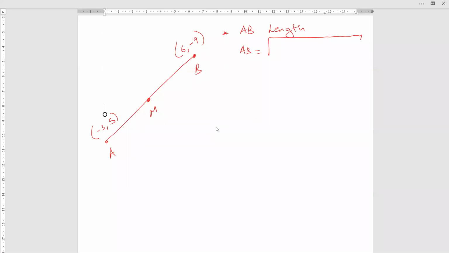The distance formula: AB is equal to the square root of (x2 minus x1) all squared plus (y2 minus y1) all squared. Are we all in agreement? Yes, sir. All right, so that's the first one we did there.